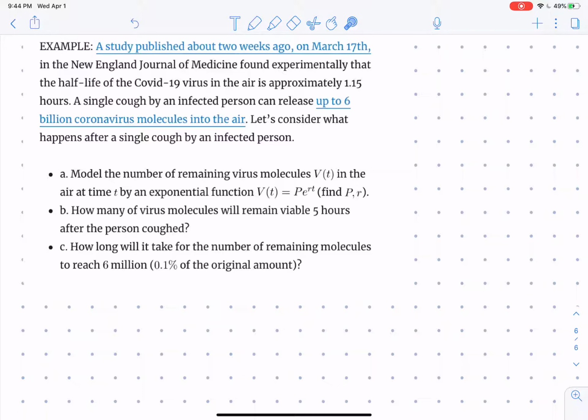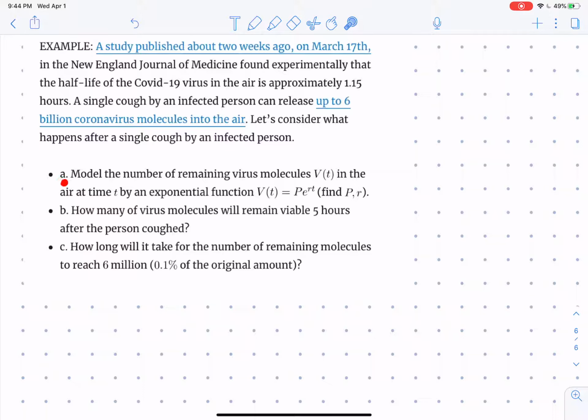And what we're going to do is use this information to try to consider what happens. Let's say that there's a person walking out on the street, and they cough into the air. And what happens in the time subsequent to that?